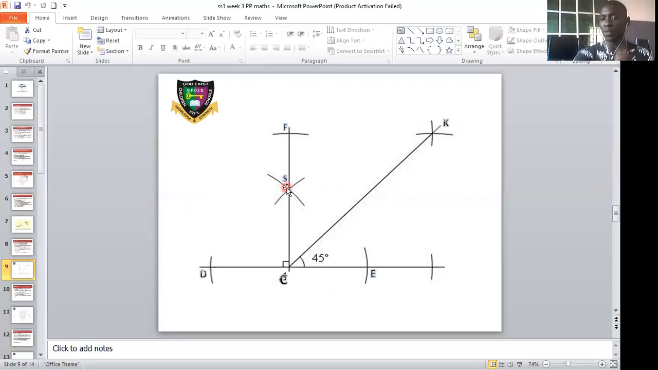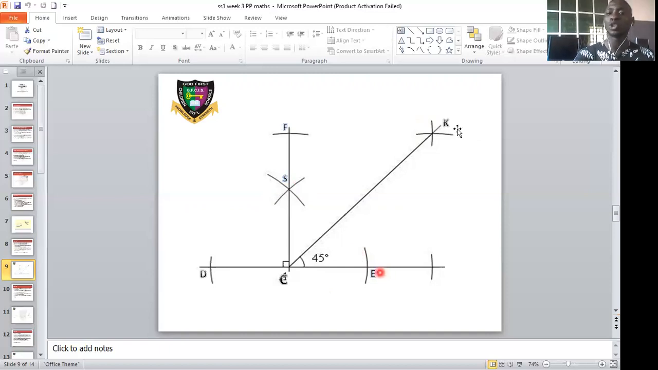Now place the pin of your compass using a suitable radius, the same radius that you used on S and on E. Draw an arc, like this. This is the arc drawn. Place it with the same radius from S, that is, the same length of compass.